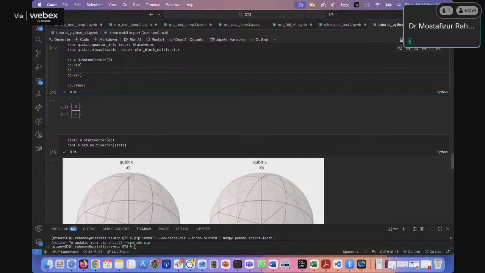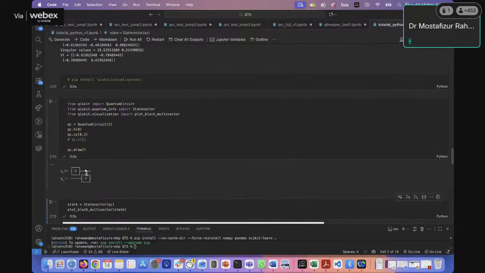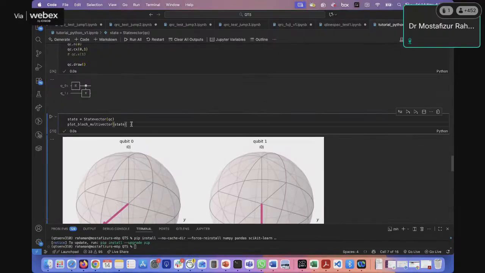And on the third, suppose I apply CX, a controlled-NOT gate between 0 and 1, right? Suppose let's create a Bell state, for example. So I apply Hadamard on the first qubit, and then I apply CNOT on 0 and 1. So what is the circuit? The circuit is something like this. I apply the Hadamard on the first, and on the second I apply just the CX gate, right? Then what is my state vector representation?